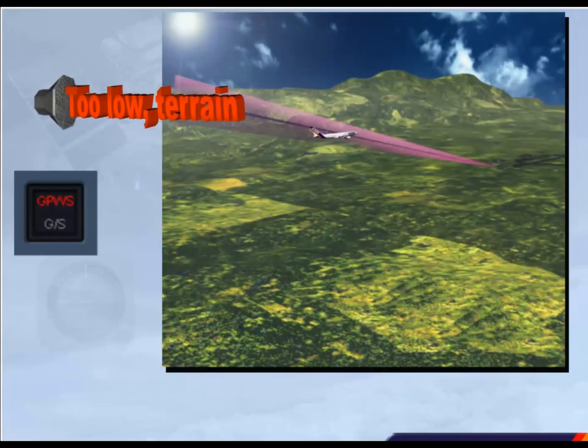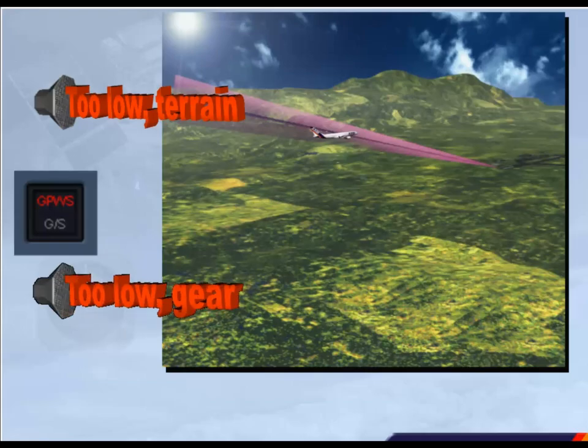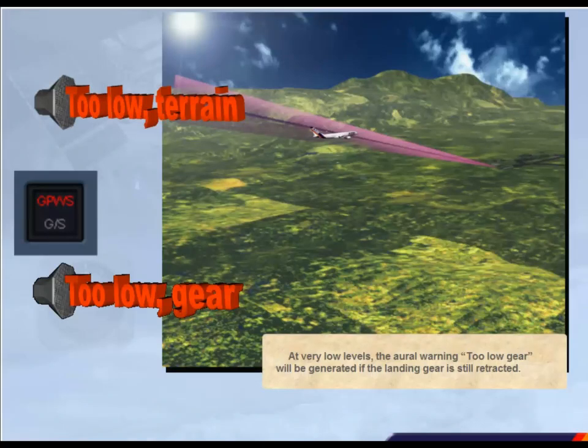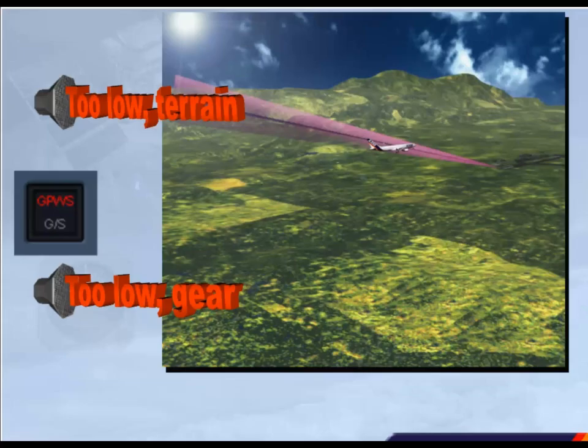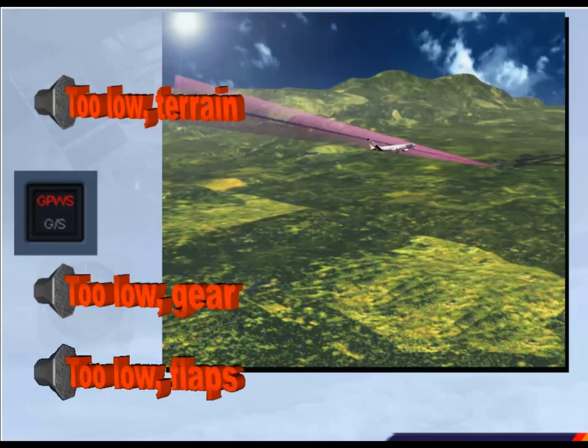At very low levels, the oral warning "Too low gear" will be generated if the landing gear is still retracted. If the landing gear is down, but the flaps are not in landing configuration, the warning is "Too low flap". Note that the "Too low gear" warning has priority over the "Too low flap".